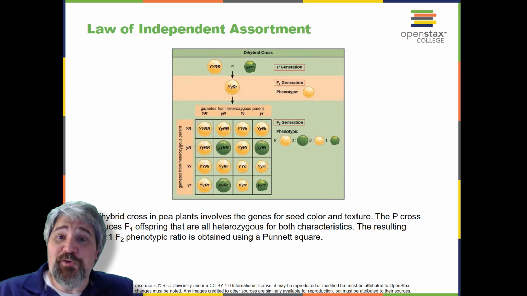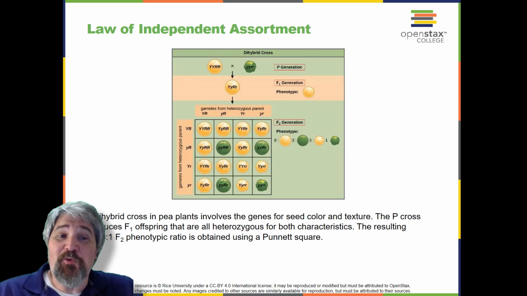The gametes produced by the F1 individuals must have one allele from each of the two genes. For example, a gamete could get a dominant round allele for the seed-shaped gene and either a yellow or green allele for the seed color gene. It cannot get both a big R and a little r allele. Each gamete can only have one allele per gene.